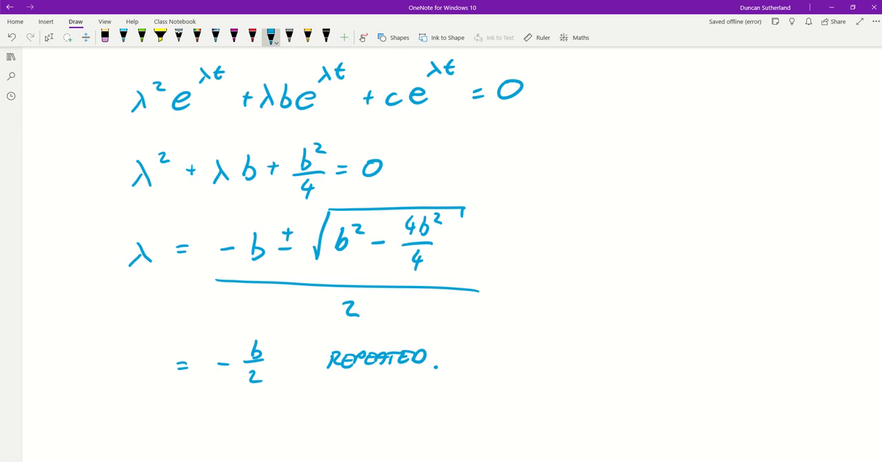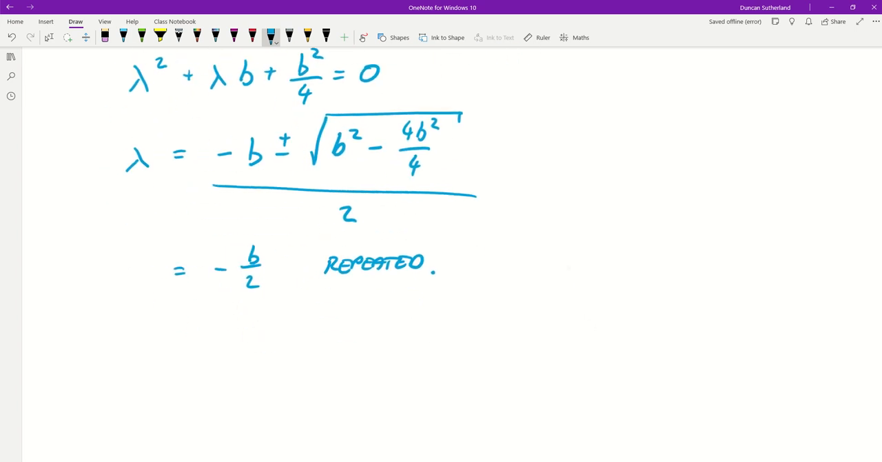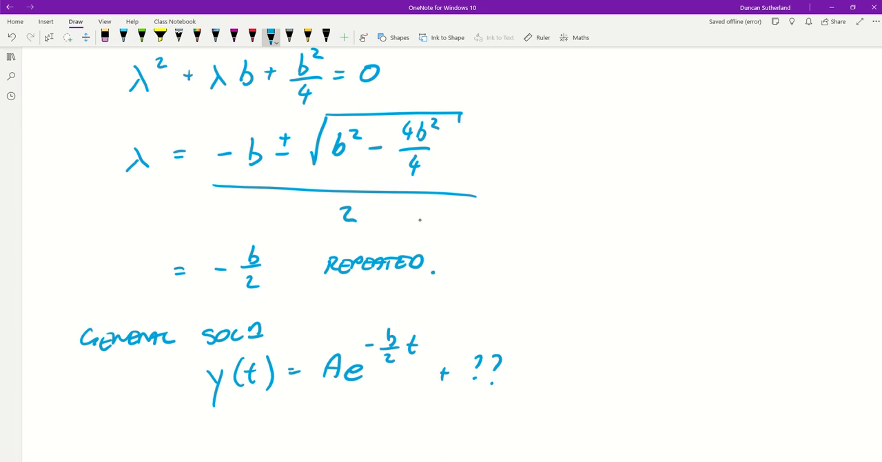So instead of my usual 2 solutions for lambda, I actually only have one and it's repeated. So unfortunately, our general solution is then something like a times e to the power minus bt on 2. Now, whenever we've done this in the past, we've had a second solution here, and we don't have that at this point.